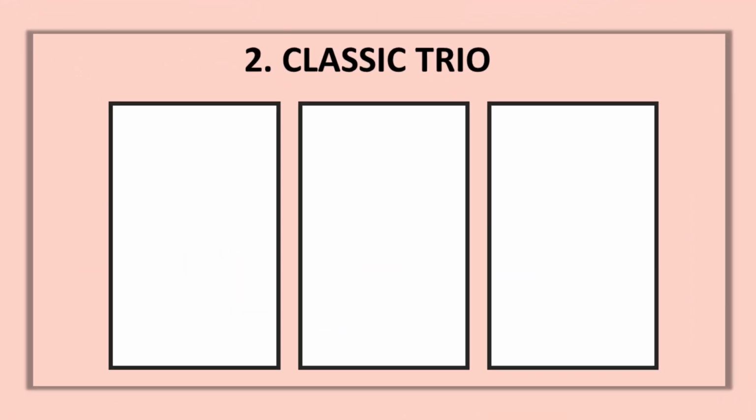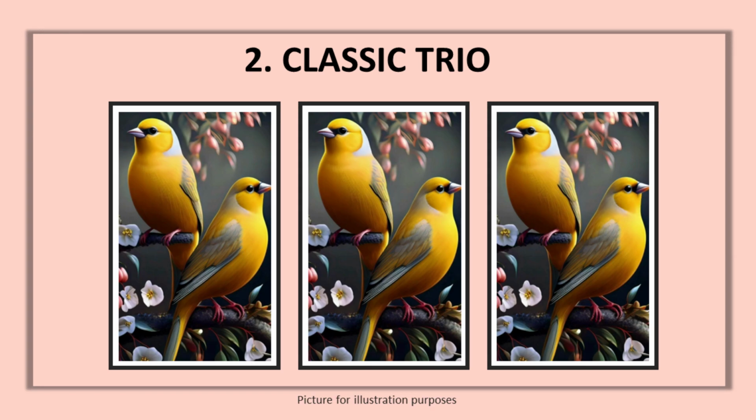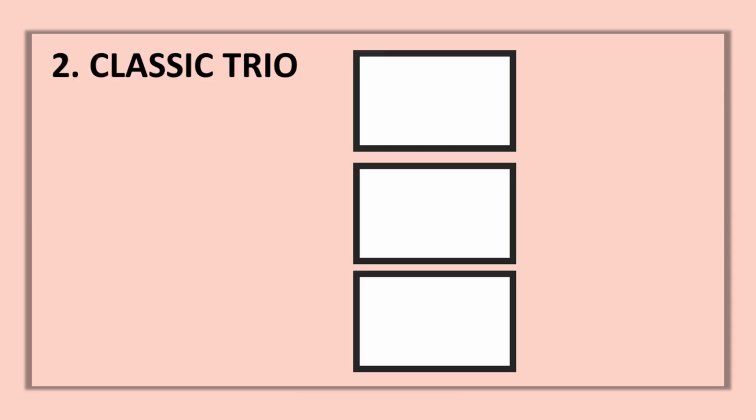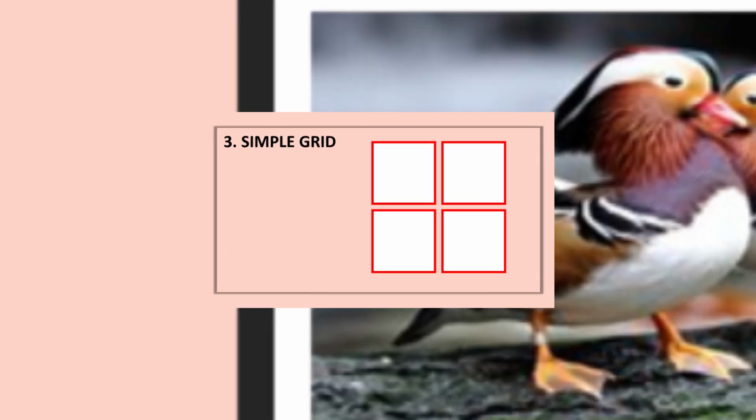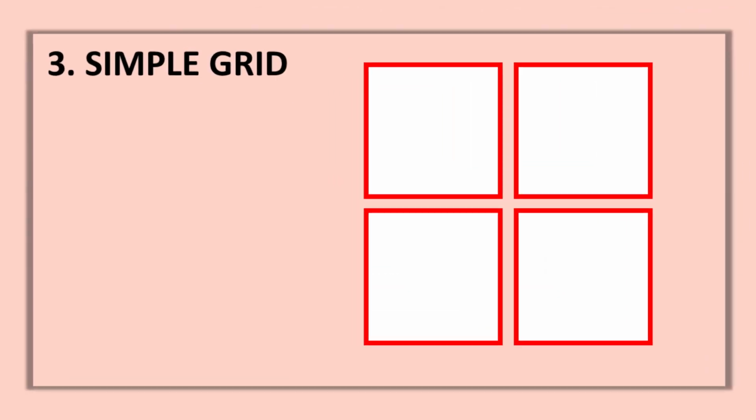Number 2 is classic trio. The classic trio layout features a grouping of 3 items, often arranged in a row or column, providing a sense of balance and symmetry. You can use this layout to showcase a series of related pieces or create a classic and timeless look.